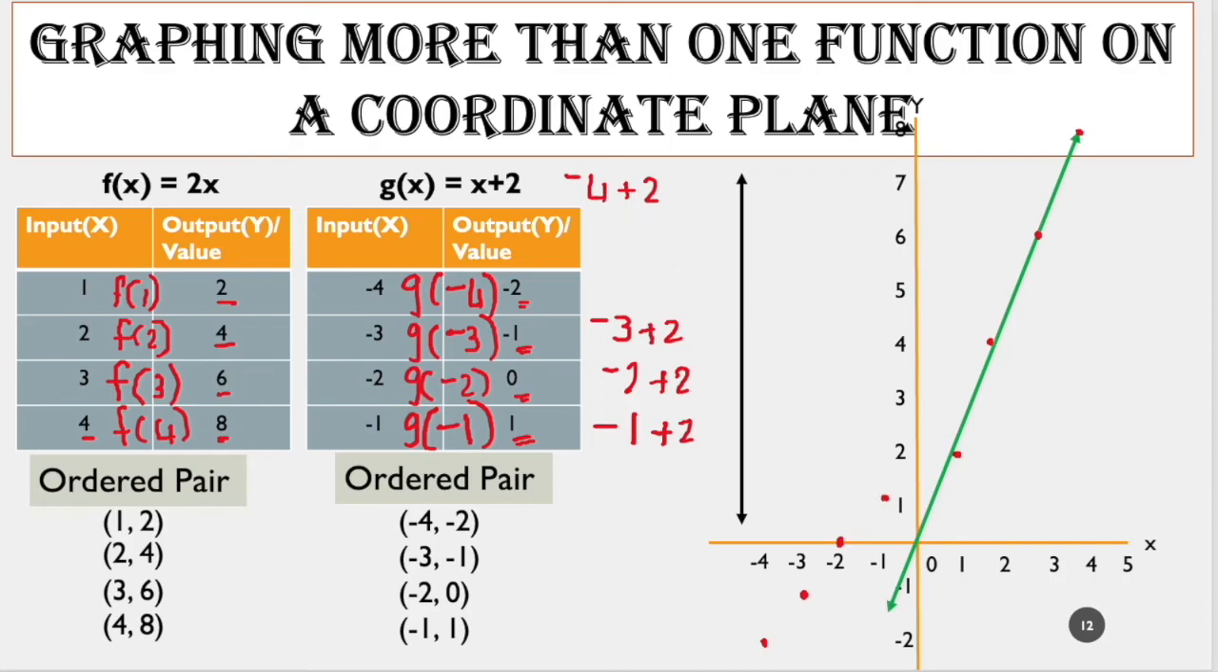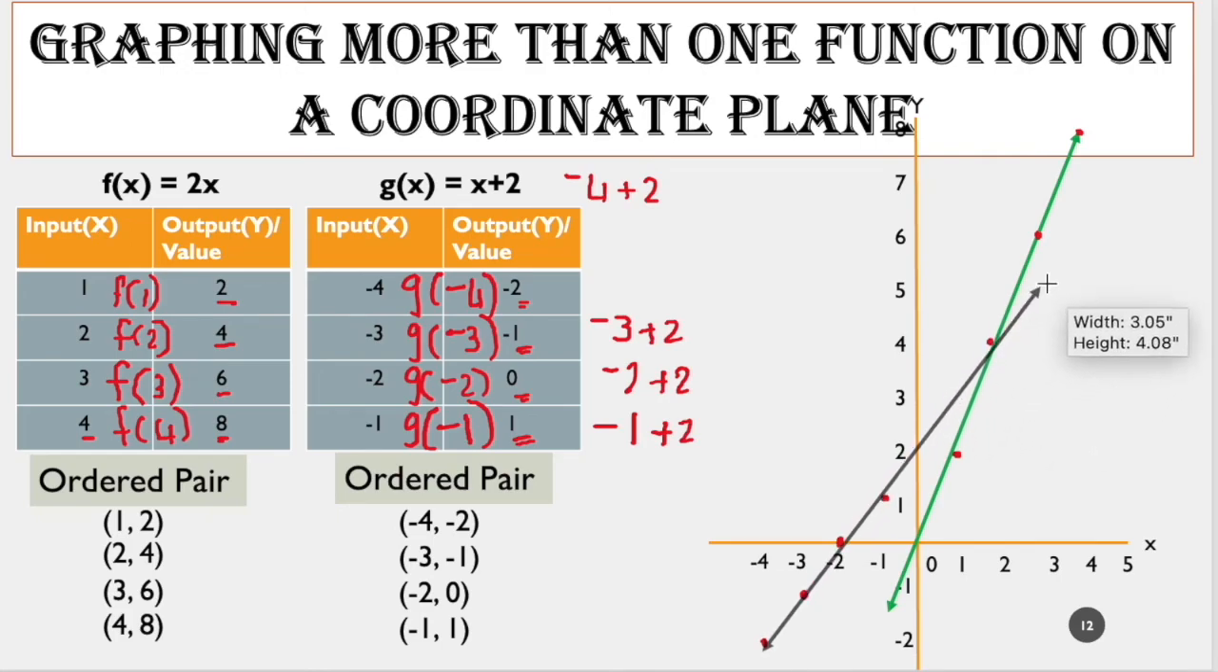So if we connect these, our graph goes like that. So the graph is again a straight line, but goes like that. So that's the best possible way to connect these dots.